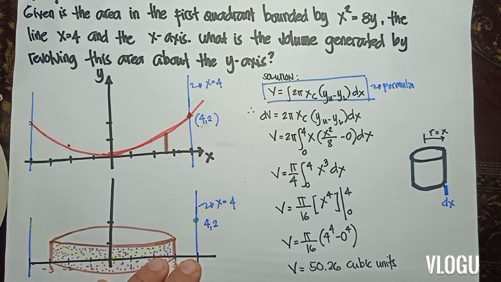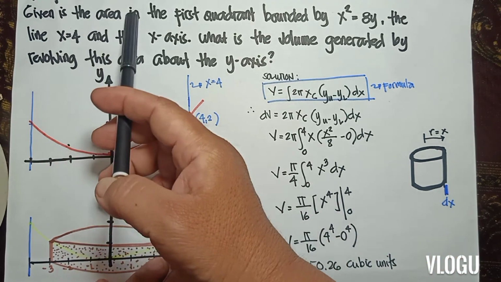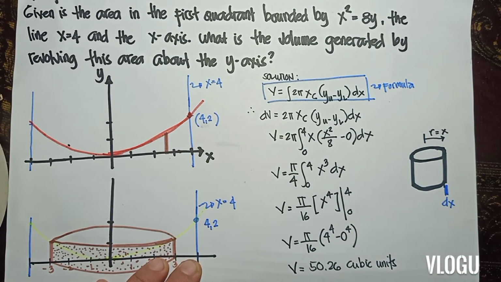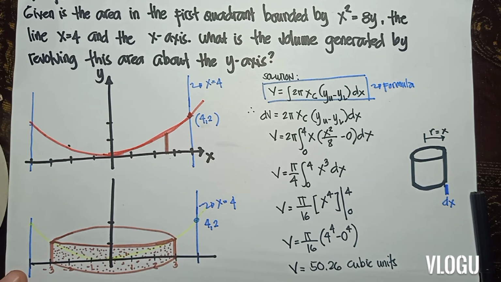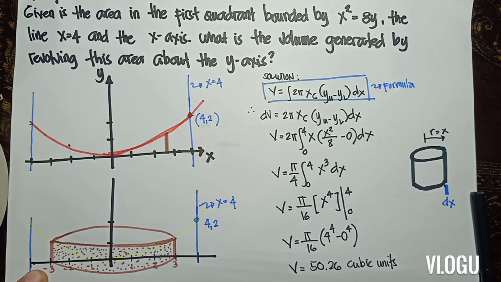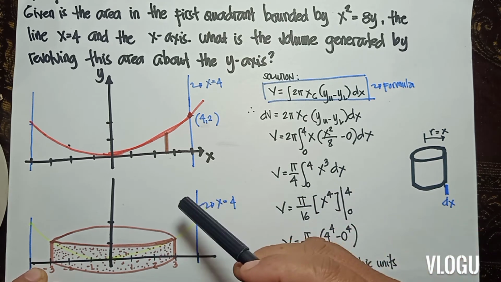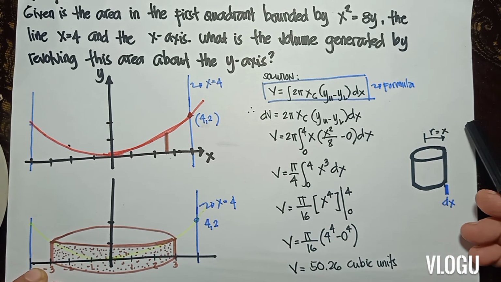So here, given is the area in the first quadrant. Okay, we are going to consider only the first quadrant area. So what is the volume generated by revolving this area about the y-axis? Okay, so the figure. Okay, let's start with the figure.